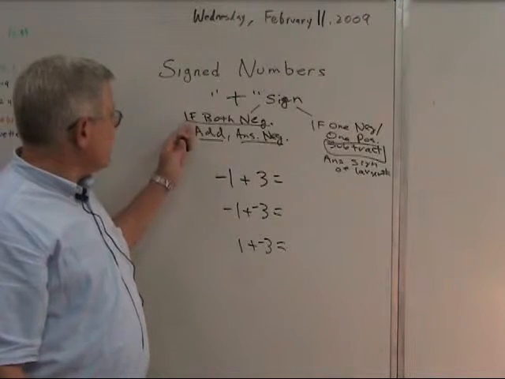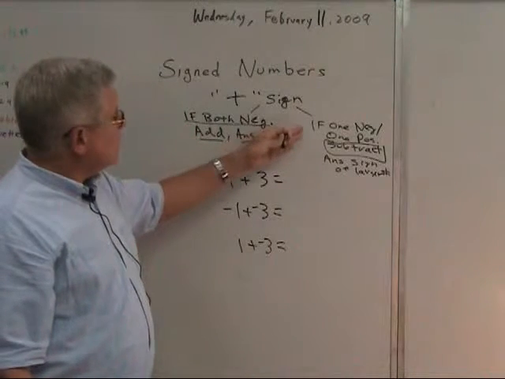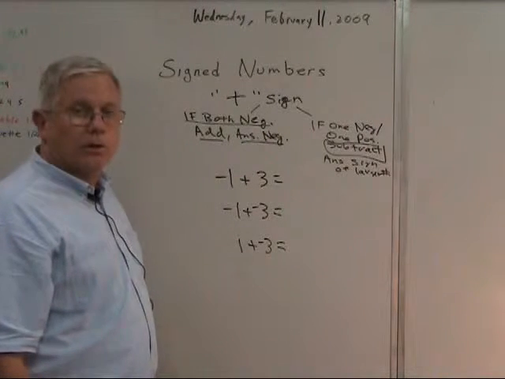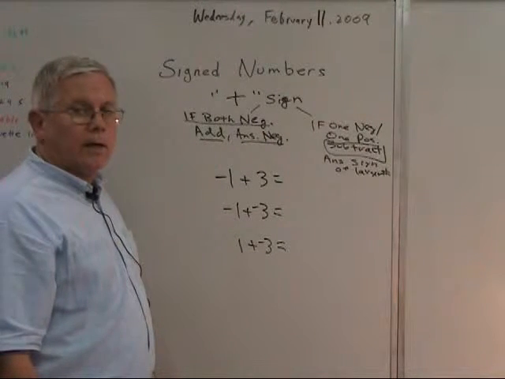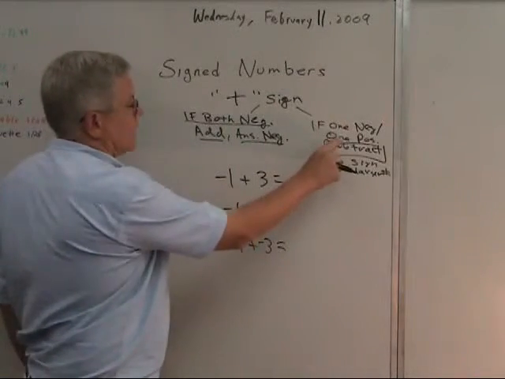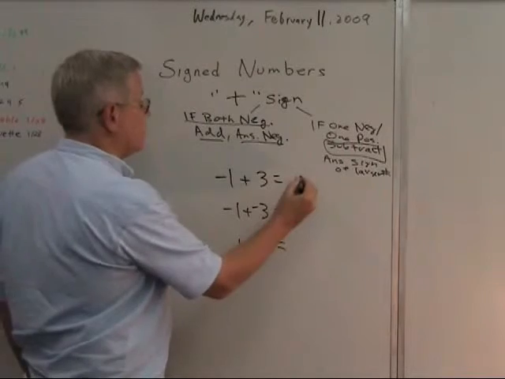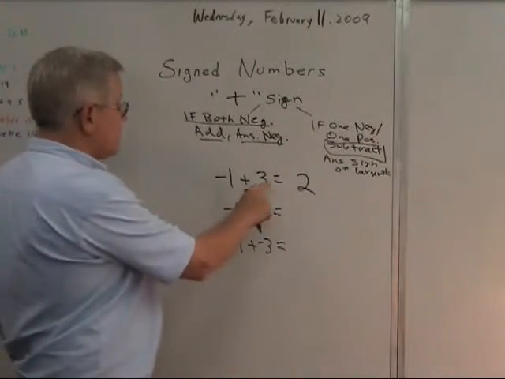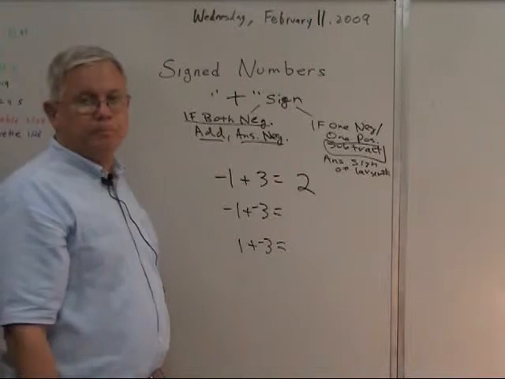Apply the rule. If they're both negative, add. If they're not, subtract and give the sign of the larger. Okay, you ready? First one, it's like this. One negative, one positive. Subtract 2. Sign of the larger, 3, so it's +2.